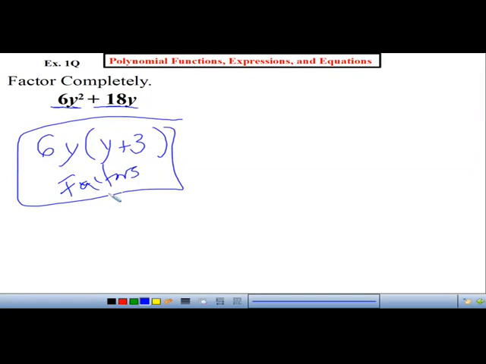Okay? How are we doing? Okay. So what is the process that I'm trying to convey here? Step 1, check to see if it's in standard form, and step 2, check for GCF. Let's do another one of these. Here we go.